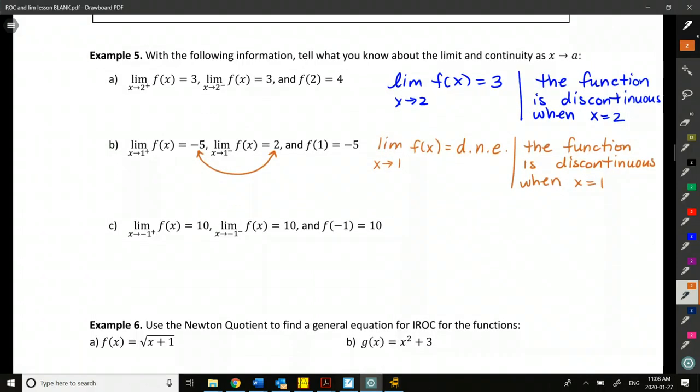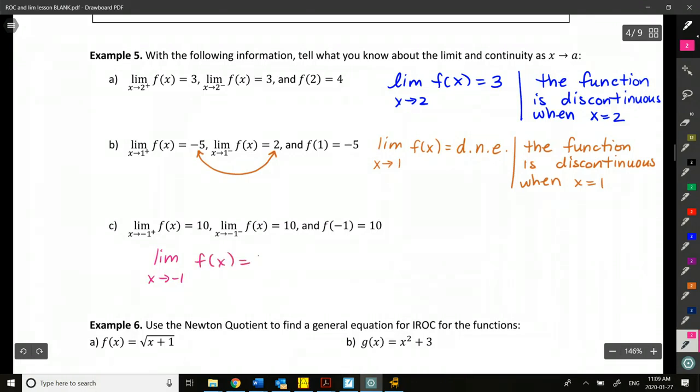What do we know about the limit in the last one? What can you guys tell me? So it exists and it's equal to 10. We have a two-way match here. The left limit and the right limit are the same value. That means the limit exists. It's equal to 10.